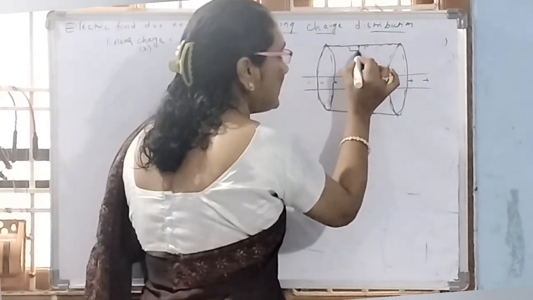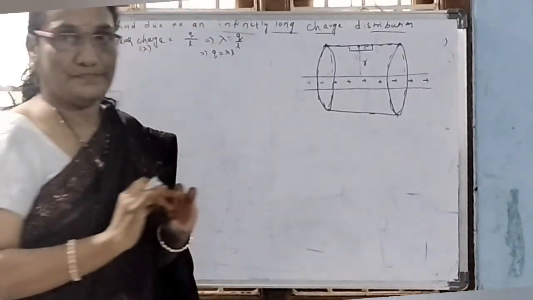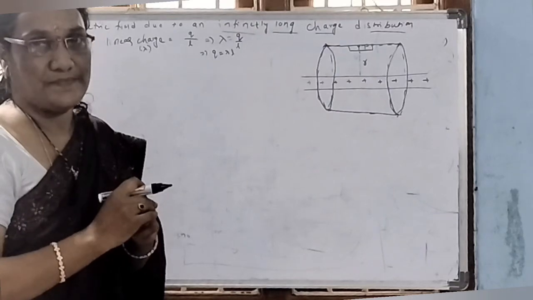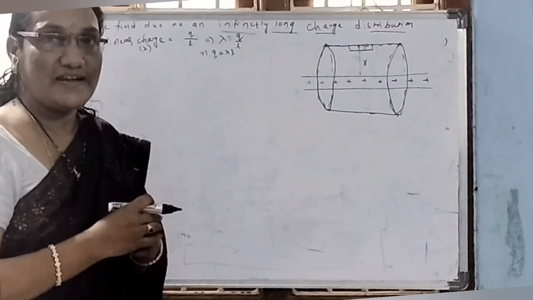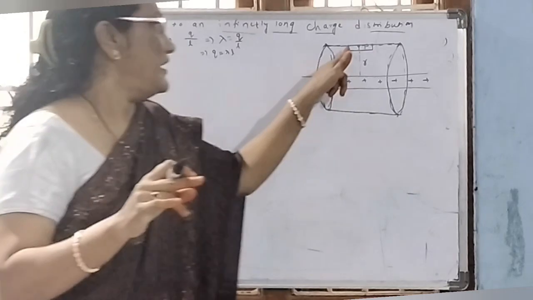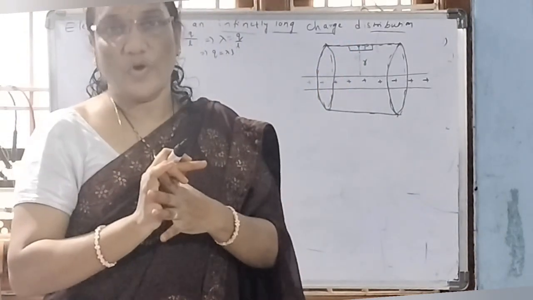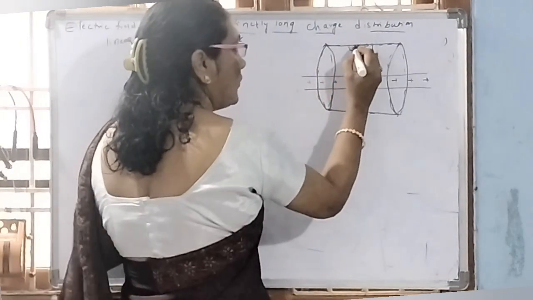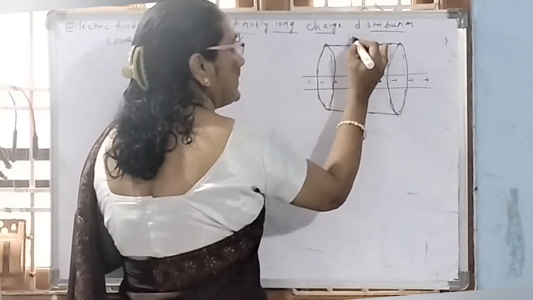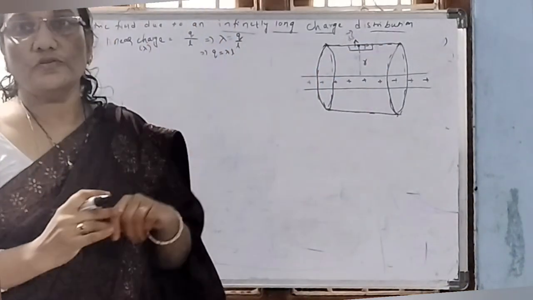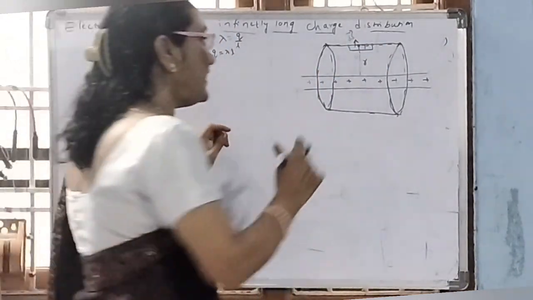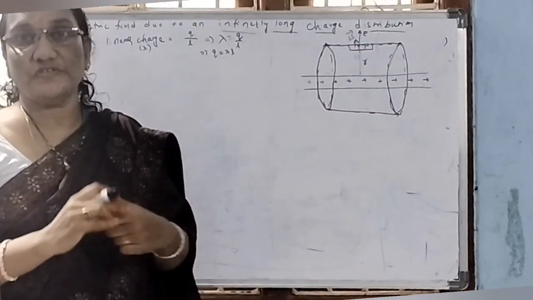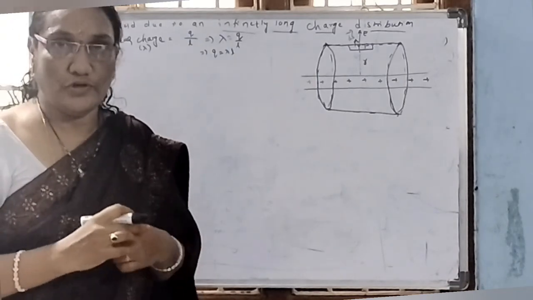Now, around point P, I am assuming a small area denoted by vector ds. Here vector ds means the magnitude equals that elemental area, and the direction will be along the outward normal drawn. And the direction of the electric field will be outwards, since it is a positive charge.